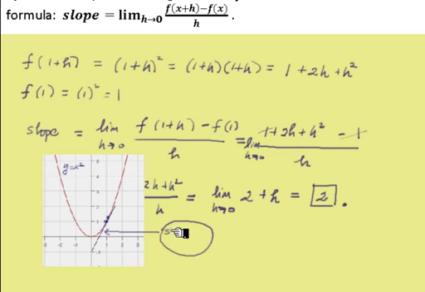So that would be the slope of the secant. The slope of this particular secant line was 2.1, which is very close to the slope of the tangent line. That's because this secant line is very close to the tangent line at (1, 1), and that's because these two points are so close together.